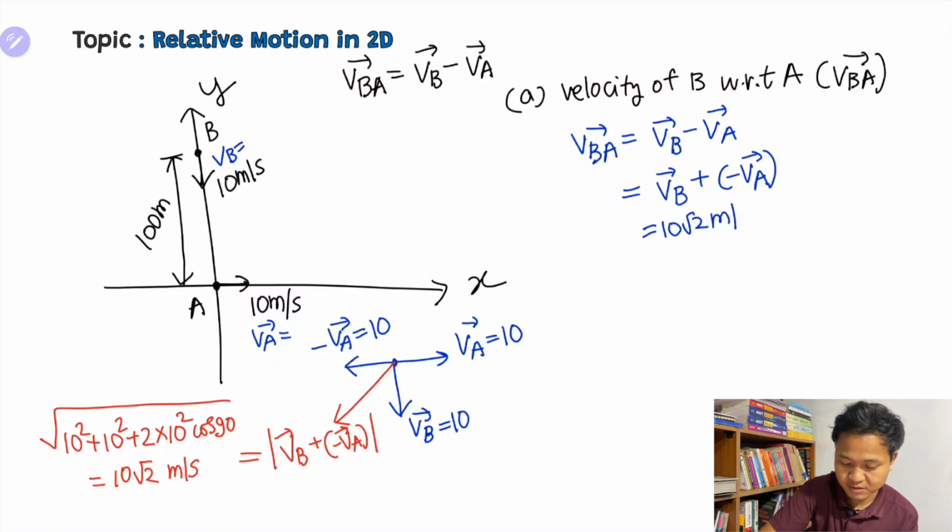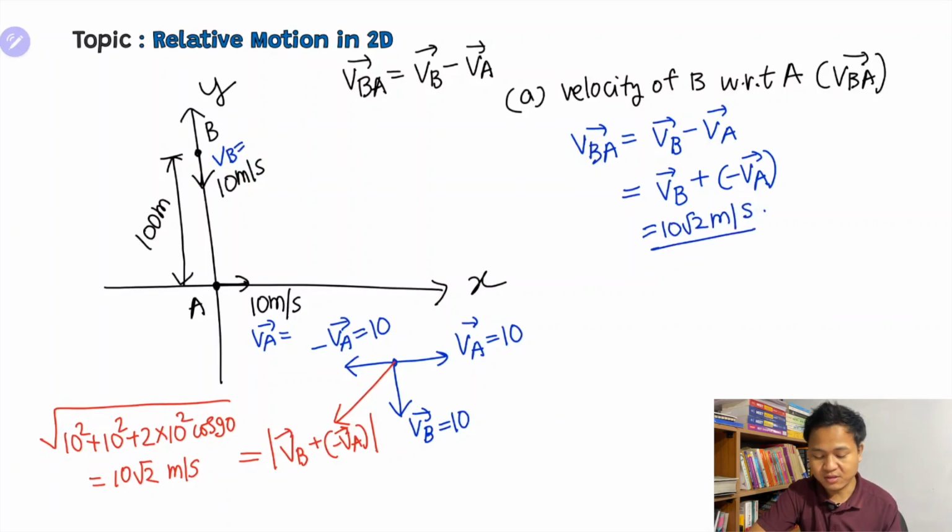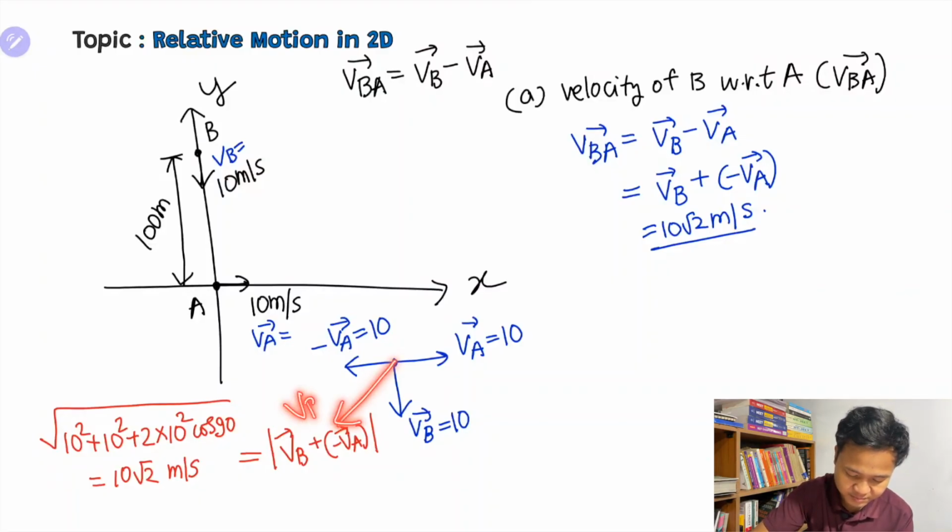Meter per second. Here, velocity of b with respect to a means you are at a, so a is at rest. The frame of reference is always at rest. So if a is at rest, b is going to move with 10 root 2 meter per second. This is nothing but vba.